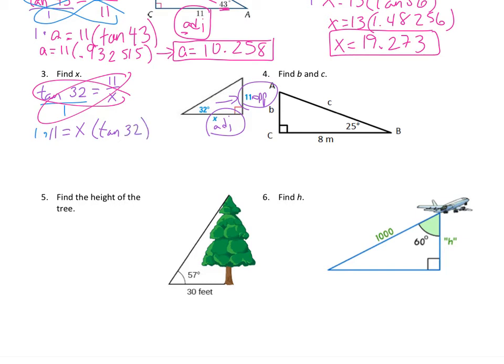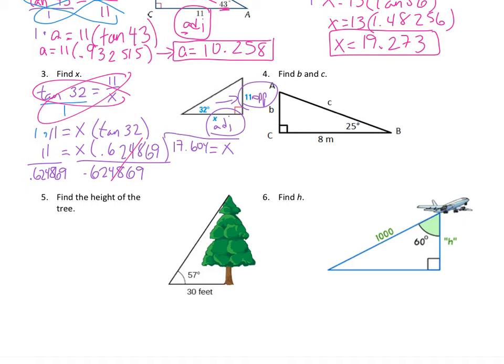Now look where the variable is. The tangent of 32 is 0.62489 around, so that equals 11, and you have to ask yourself, how do you solve for the x? If we need to separate this number from the variable, we need to divide by this number. When we divide by this number, it cancels off on the right, and then on the left-hand side, 11 divided by that decimal, we get 17.604. And that's what our x value is going to equal.